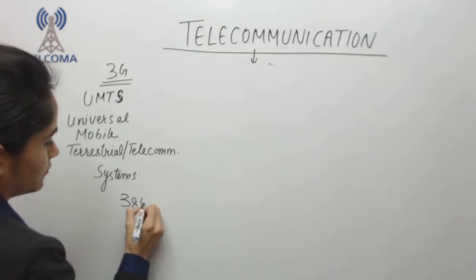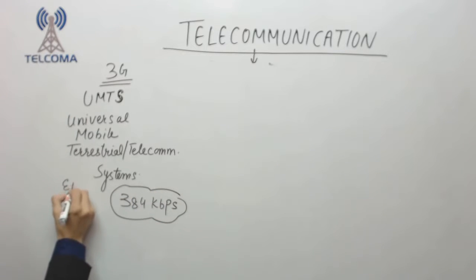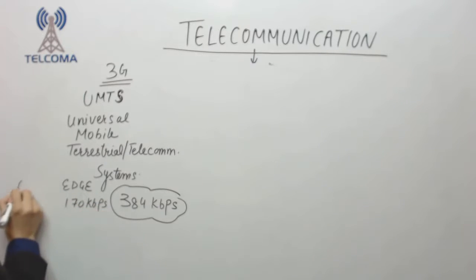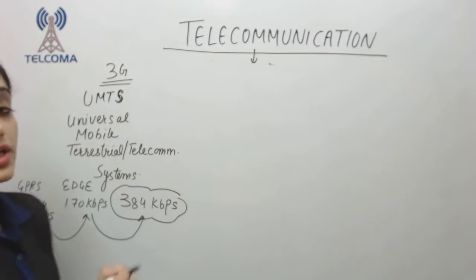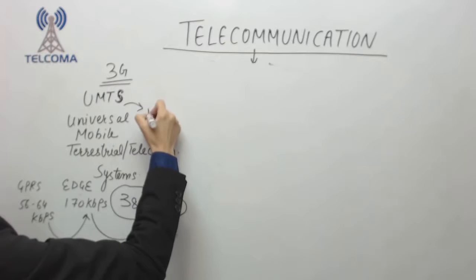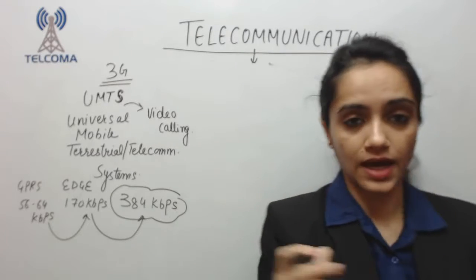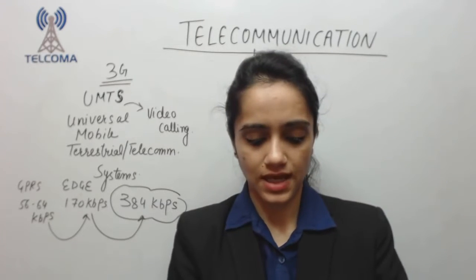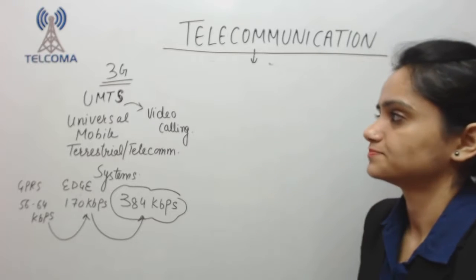UMTS gives us a data rate of 384 kbps, whereas earlier for Edge we have around 170 kbps and for GPRS we have 56 to 64 kbps. That means now we can see that there is an increase in data rate, what we require in our new generations. So basically UMTS, which is a 3G, also has a feature of video calling. Because what we require, we have voice calling, now we have smartphones, we can have video calling also, that requires more data rate that is offered by 3G.